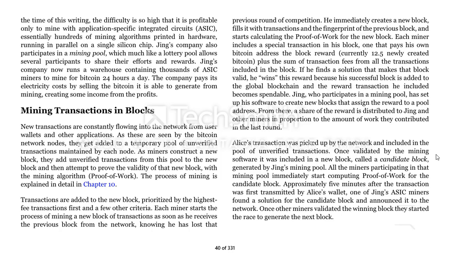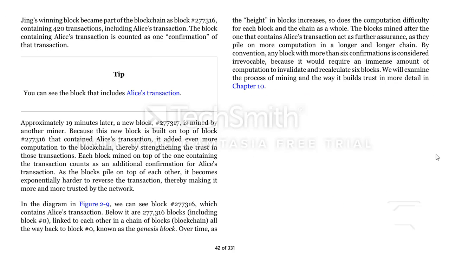Alice's transaction was picked up by the network and included in the pool of unverified transactions. Once validated by the mining software, it was included in a new block, called a candidate block, generated by Jing's mining pool. All the miners participating in that mining pool immediately start computing proof of work for the candidate block. Approximately 5 minutes after the transaction was first transmitted by Alice's wallet, one of Jing's ASIC miners found a solution for the candidate block and announced it to the network. Once other miners validated the winning block, they started the race to generate the next block.